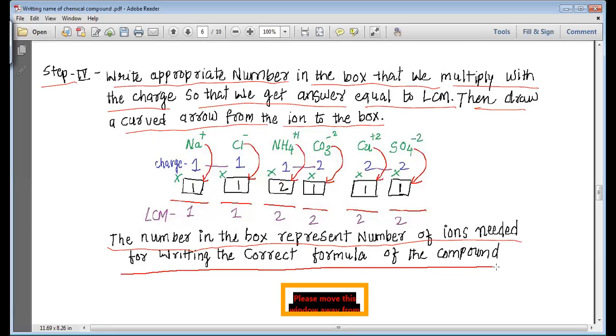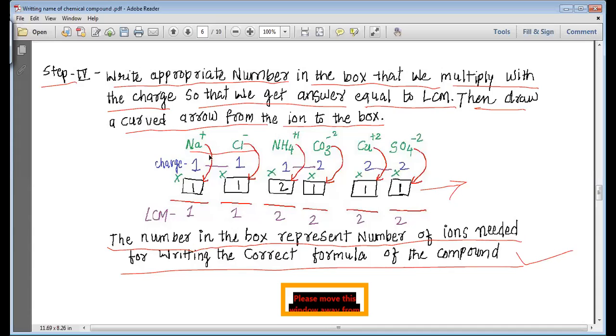Now here also there is one very important instruction for you. This instruction I have already given, but once again, the number in the box represents the number of ions needed for writing the correct formula of the compound. This number, what you get in the box, is actually the number of that particular ion needed to write the correct formula.